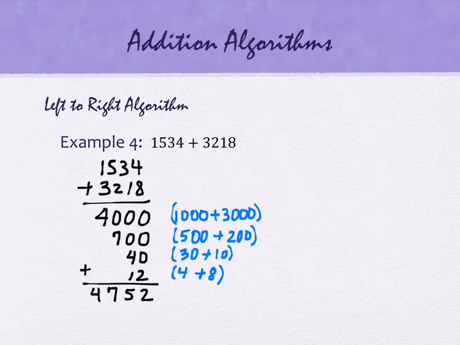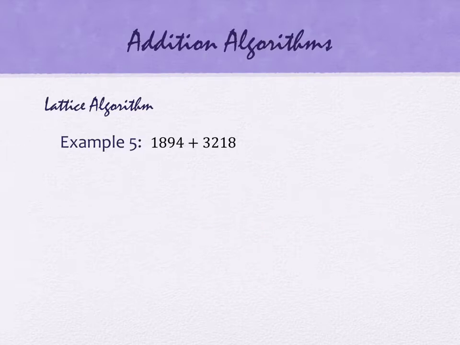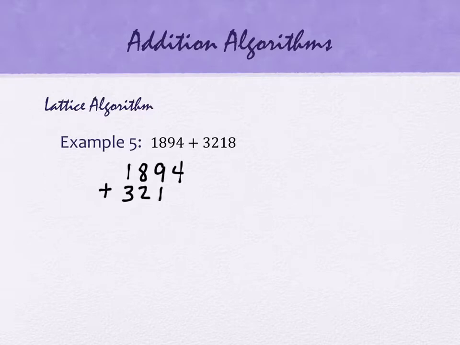All right, this next one is a fun one, and we're going to come across several of these again when we do multiplication and division. But this one is called the lattice algorithm. I quite like this one. I like it even more for multiplication. The lattice algorithm, we're going to write it on top of each other just like on the last one. Okay? In these, I think I used the same numbers. Maybe I didn't, but they're close. All right, so we've got 1, 8, 9, 4 plus 3, 2, 1, 8.